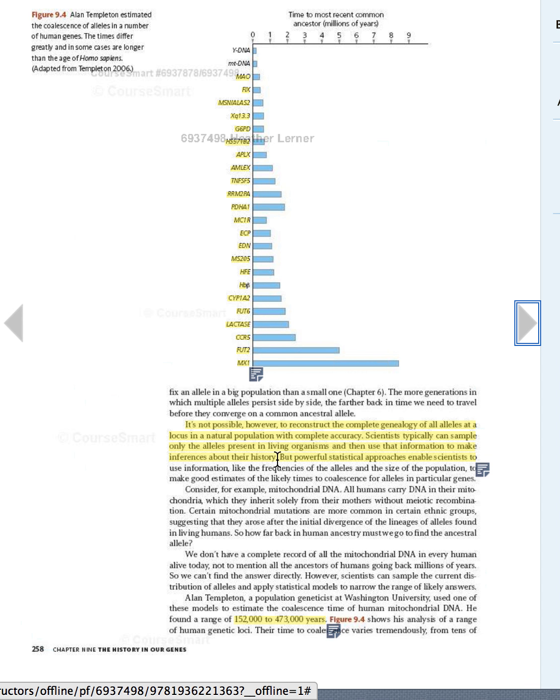They talk here about not being able to reconstruct the complete genealogy of all alleles at a locus in a natural population with complete accuracy. That's true, although with ancient DNA studies, in particular of penguins in these mass graveyards going back in time, we've been able to look at the rate of fixation of alleles and recover alleles that existed in populations thousands and even 100,000 years ago, but do not exist today, to get an idea of the standing genetic variation and then the rate of fixation. So there's some great work on this.